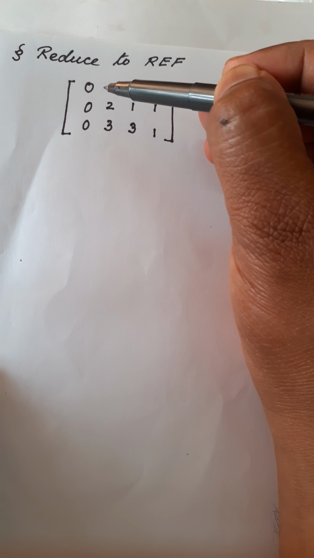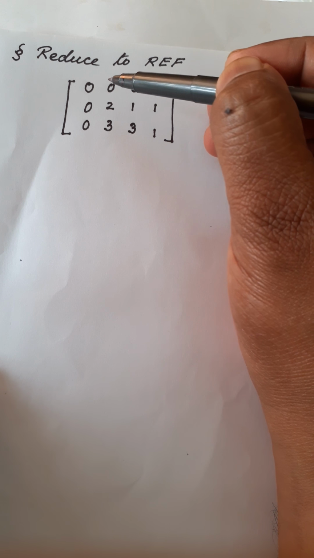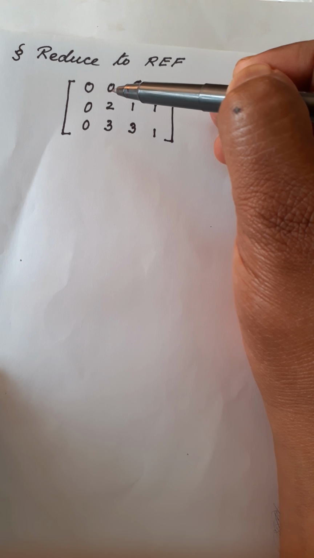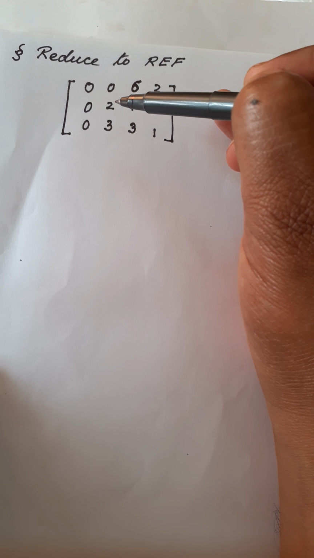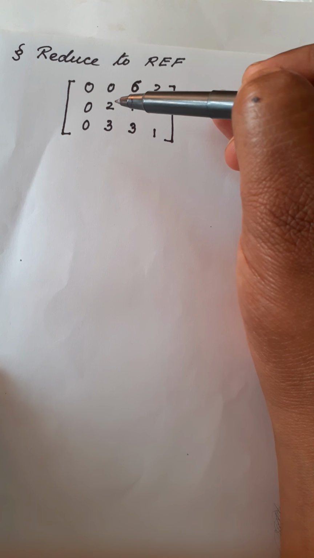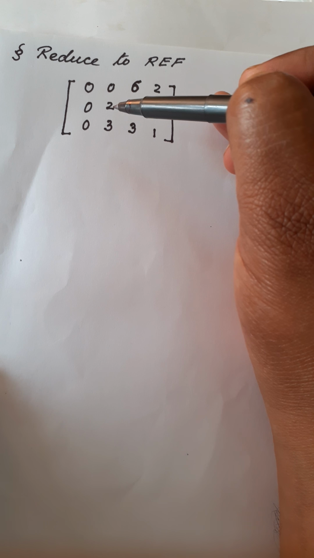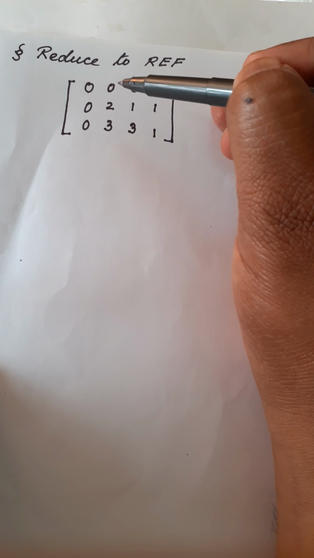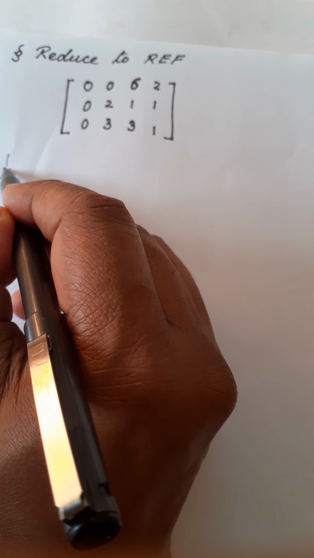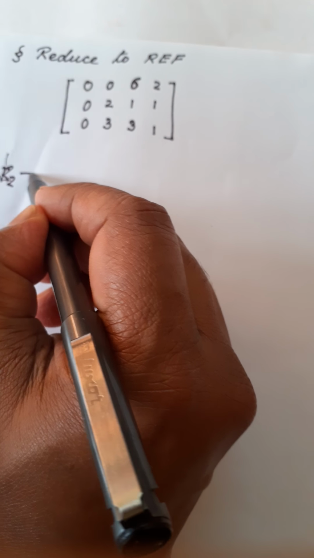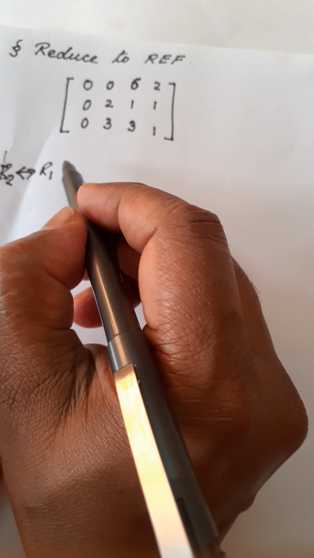The topmost entry of the non-zero column should be my pivot. But here the topmost entry is 0, so this cannot be the pivot. I have to do some row operation to make this entry non-zero. Either I can take 2 here or 3 here. We are going to take this 2 to this position by applying a row operation. What row operation are we going to apply? R2 goes to R1 and R1 goes to R2.